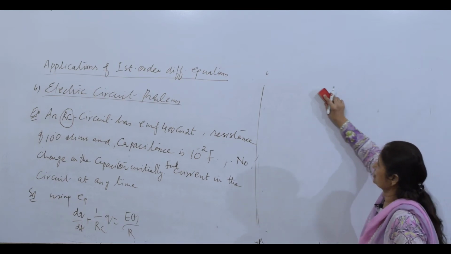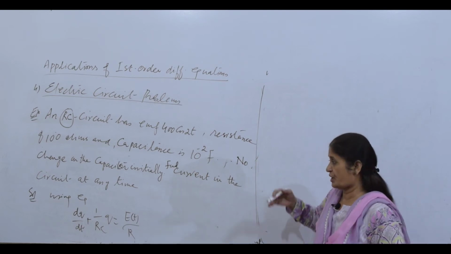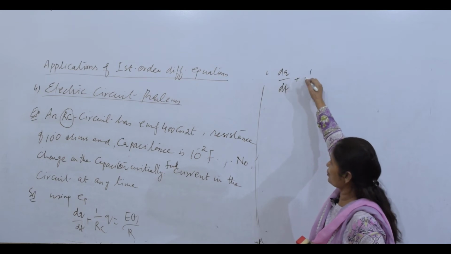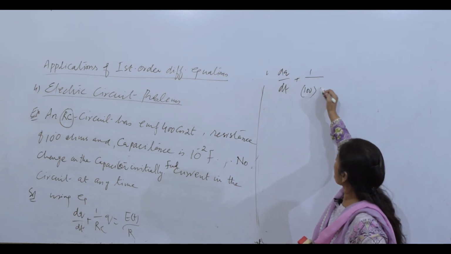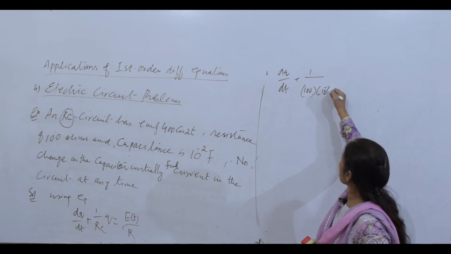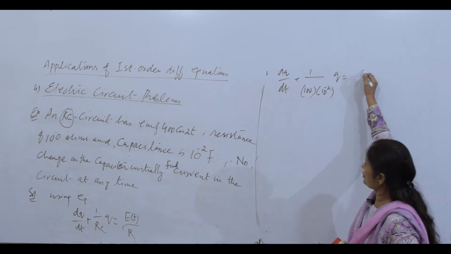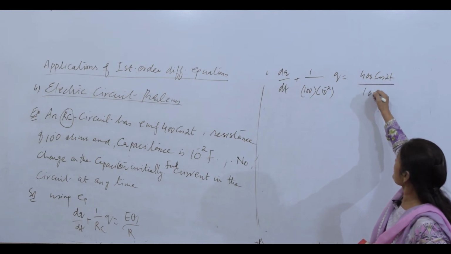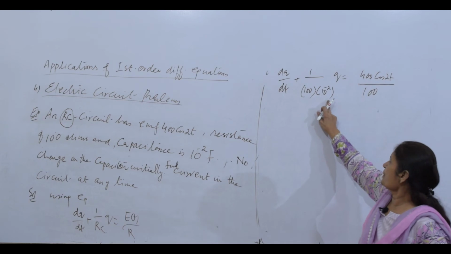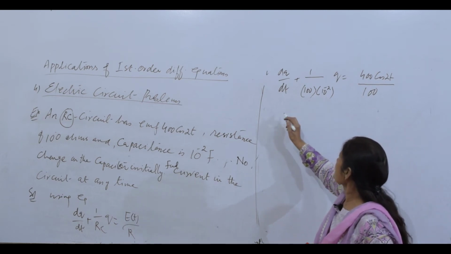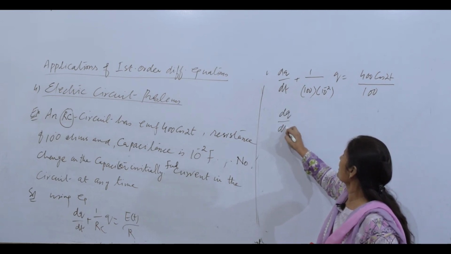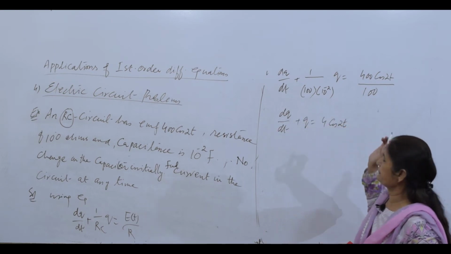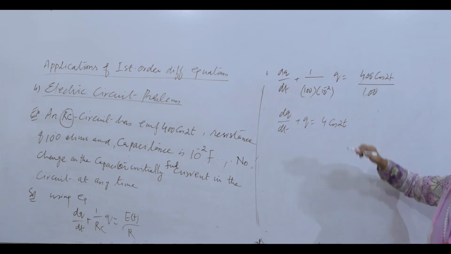Putting the values, the rate of change of charge: dq/dt plus 1 over RC times q. R is 100 and C is 10 raised to power minus 2. The right side is 400 cos 2t divided by R, which is 100. The 10 raised to power 2 cancels, so you are left with dq/dt plus q is equal to 4 cos 2t. These two cancelled.